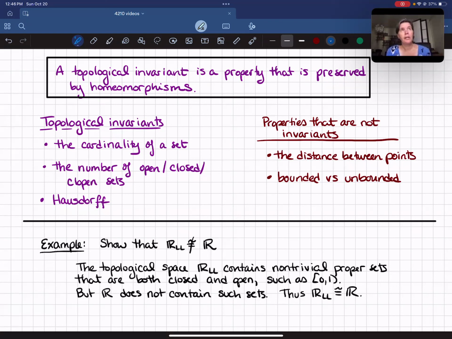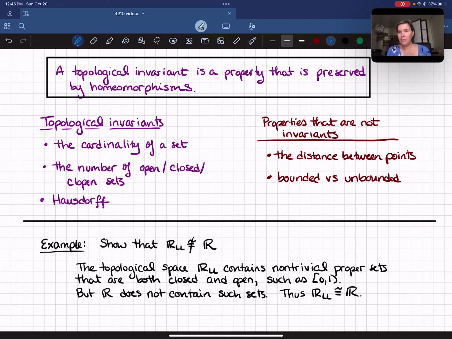Or in the example that we just saw with the particular point topology, the particular point topology has a closed set which has just one element. Sorry, I said that backwards. The particular point topology has an open set with just one element, but the standard topology does not have an open set with just one element. And so that is going to be a topological invariant, having an open set that contains just one element. And since one space had that and the other space didn't, that tells you they can't be homeomorphic.